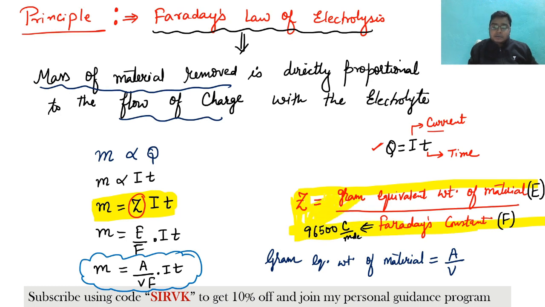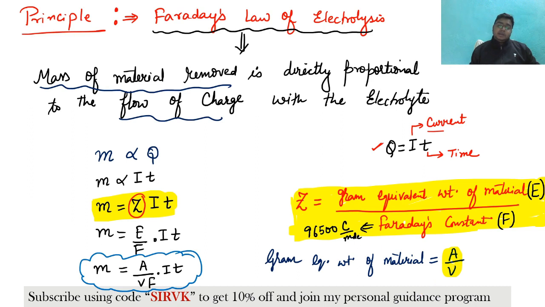Always and always remember these formulas. These formulas are very much important while solving the ECM numericals. And if you are remembering these formulas, believe me, each and every numerical will be solved by you without any hassle. So just remember that Z is equal to E by F, where what is the E? E is the gram equivalent weight of the material. And what is the F? F is the Faraday's constant. Now this E is also known as A by V.